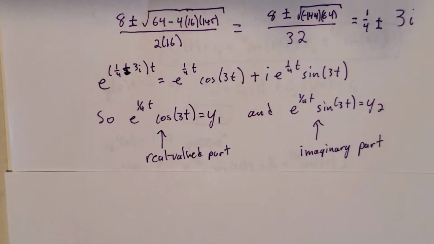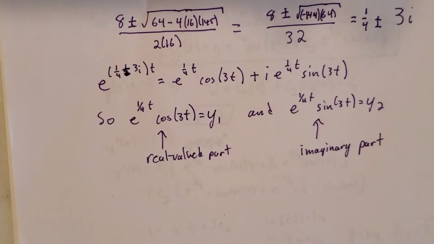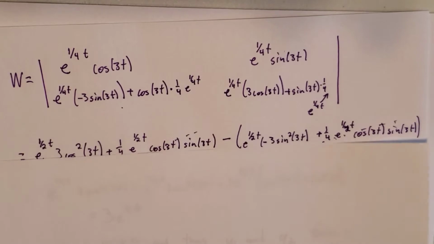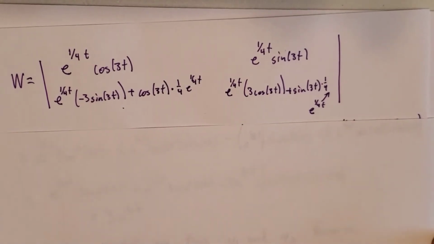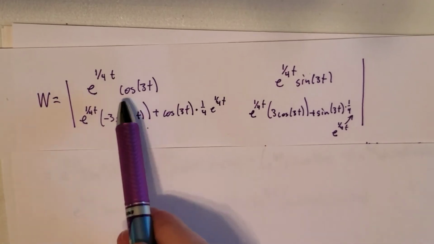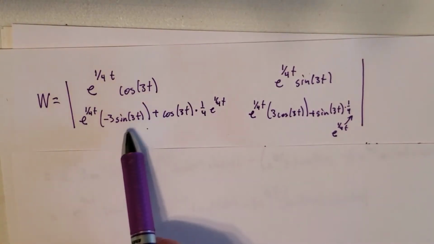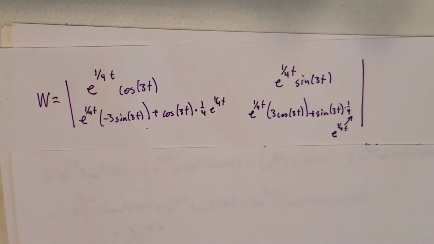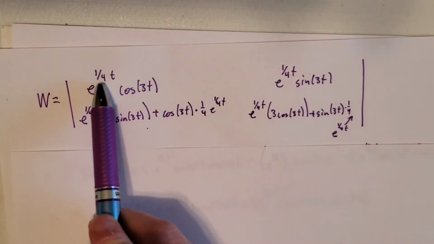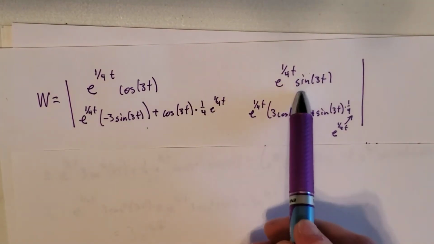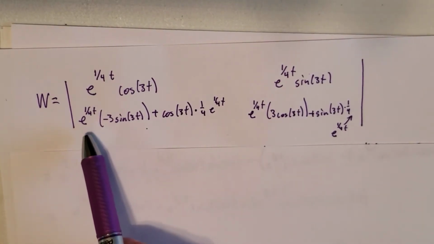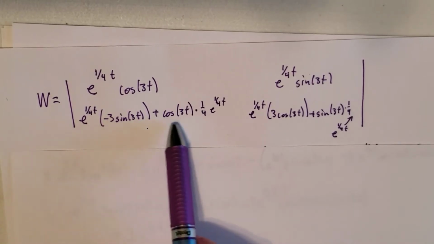All right, so then the question is, is this really a fundamental set of solutions? Well, to check that, we need to calculate the Wronskian. So what is the Wronskian? Reminder that is y1, y2, y prime 1, and y prime 2 here. Again, y1 was e to the 1/4 t cosine of 3t, y2 was e to the 1/4 t sine of 3t. We're going to calculate this determinant, and y prime of 1 is written here.